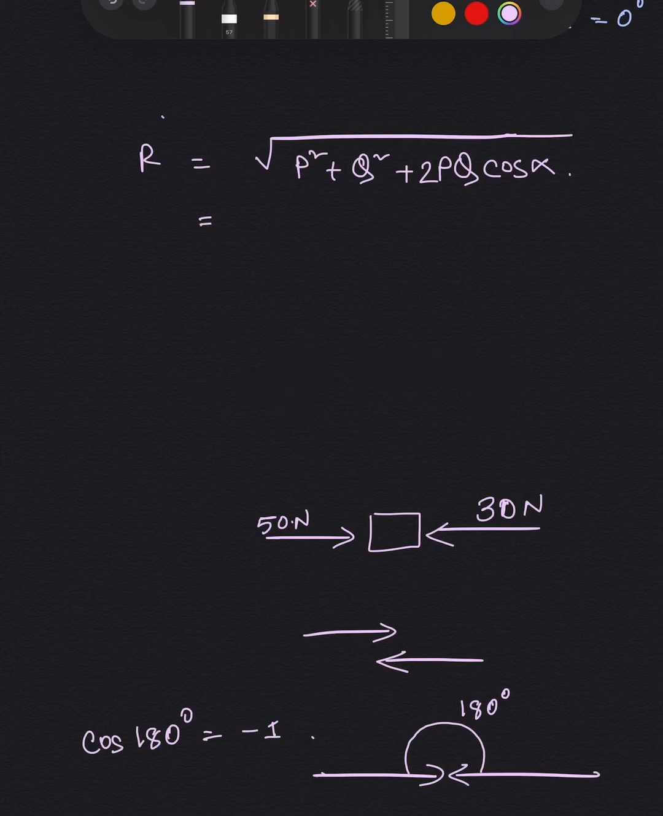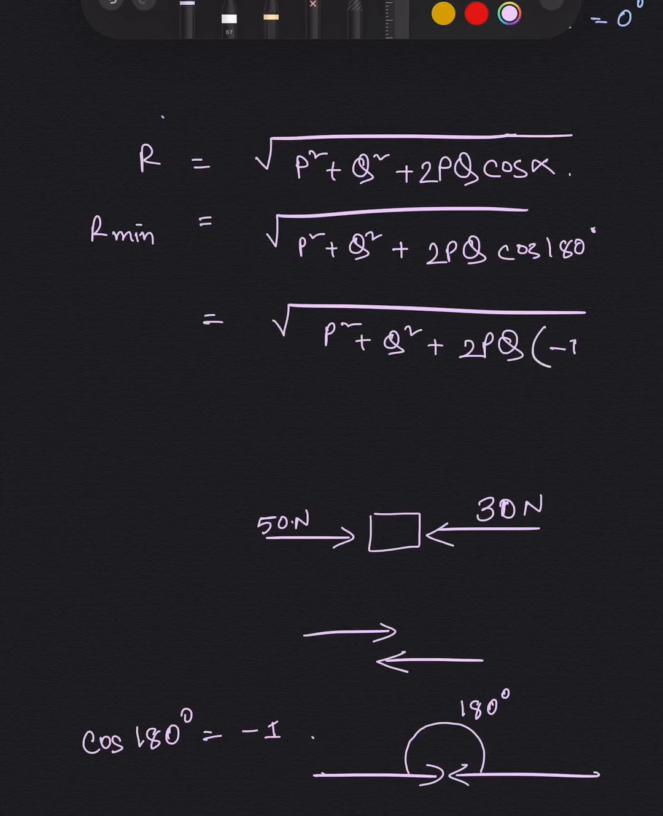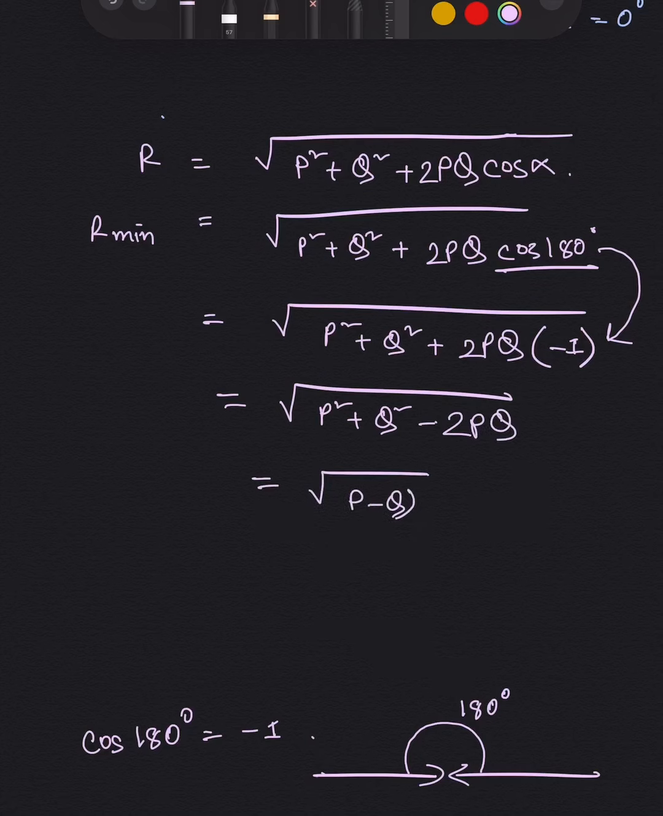Now putting the value of 180 degree in alpha, we find the minimum resultant, which is root over P square plus Q square plus 2PQ cos 180 degree. Root over P square plus Q square plus 2PQ into minus 1, because the value of cos 180 degree is minus 1. Then we get P square plus Q square minus 2PQ. And then we get root over P minus Q whole square. This square and root will cancel each other, and we will get P minus Q. This is the value of the minimum resultant.